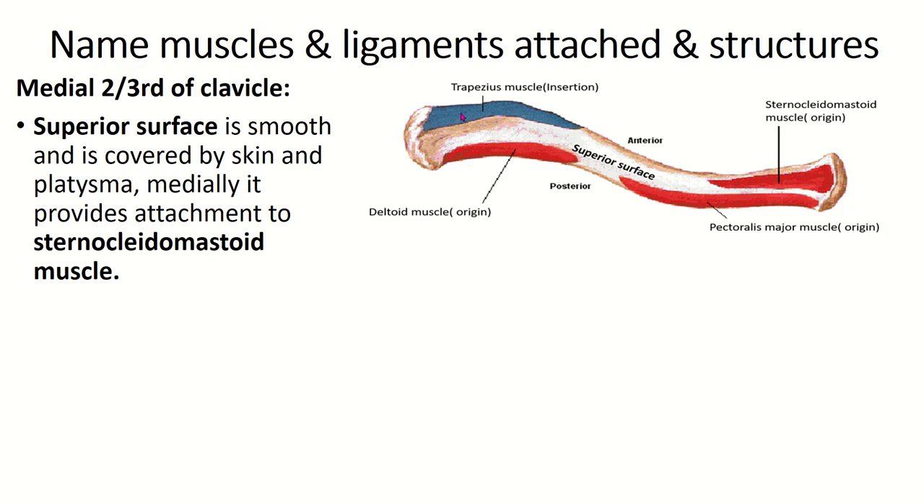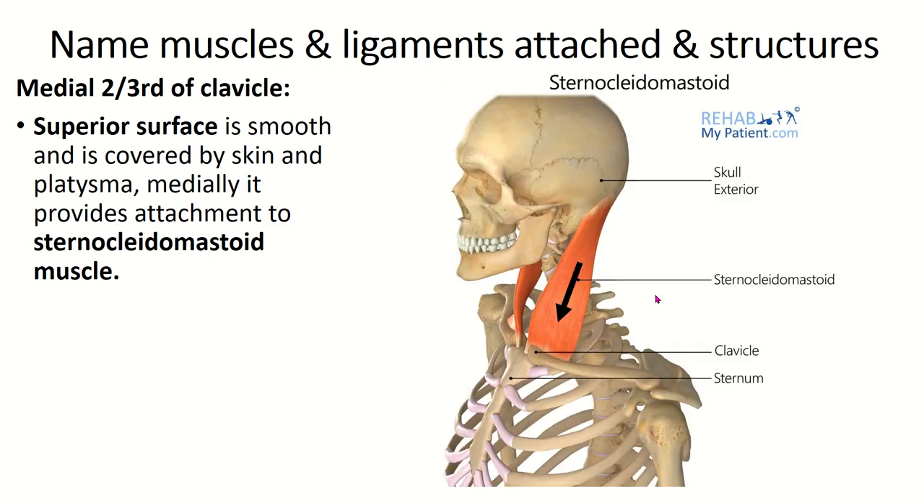muscle originates here. The trapezius muscle inserts on the posterior border of the lateral 1/3 of the clavicle, and on the anterior part of the lateral 1/3 is the origin of the deltoid muscle. The deltoid muscle is supplied by the axillary nerve. Trapezius and sternocleidomastoid are supplied by the spinal part of the accessory nerve. So this is the origin of the sternocleidomastoid, and this is the insertion site of the sternocleidomastoid muscle.